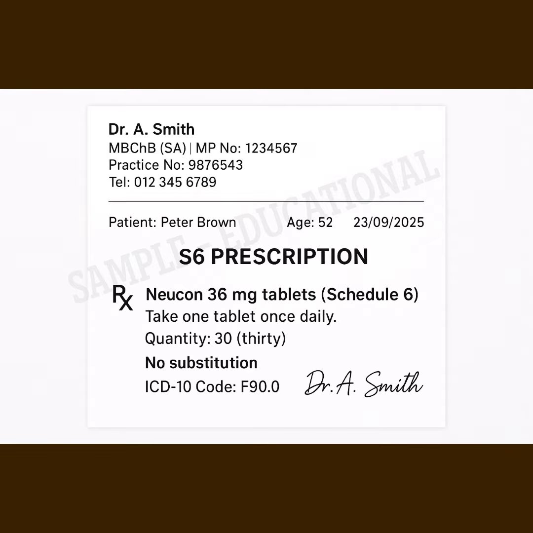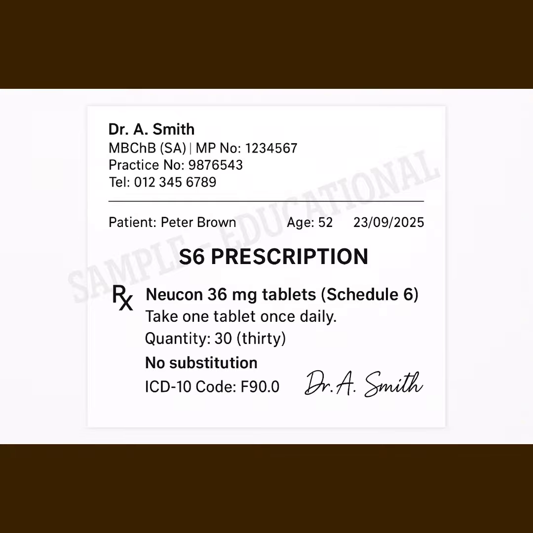Schedule 6 scripts are also valid for 30 days, not more than that. 30 days, not a month, 30 days, not 31 days, 30 days. So in this case, this script was prescribed on the 23rd of the 9th month, 2025. So today is the 21st of the 10th month, 2025. That means the script is still valid, but it's going to expire on the 23rd of this month. So the last day to collect is the 23rd, not the 24th. On the 24th, we can't use it anymore.